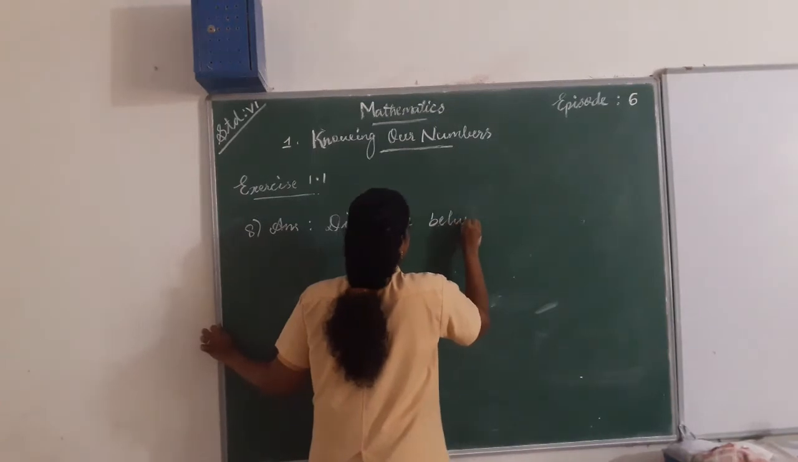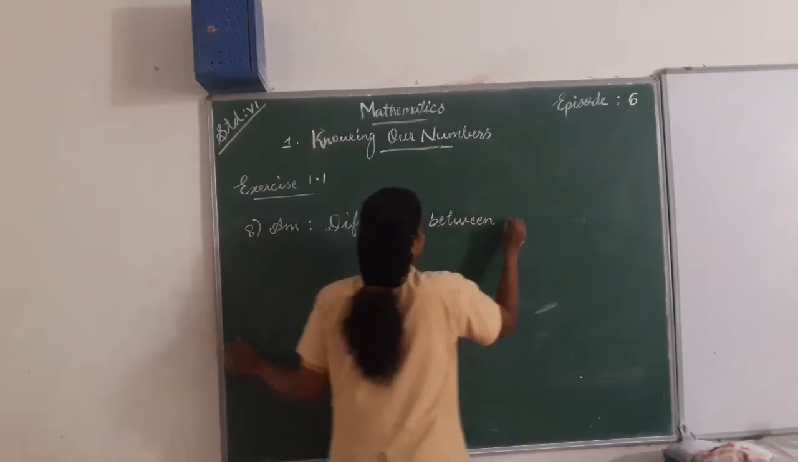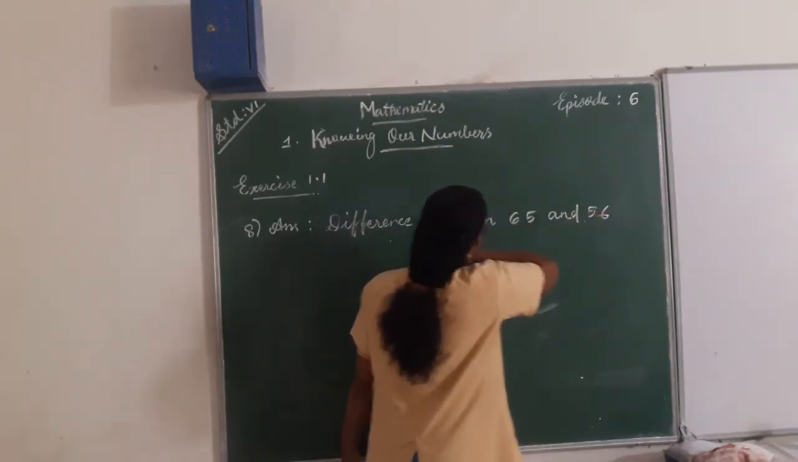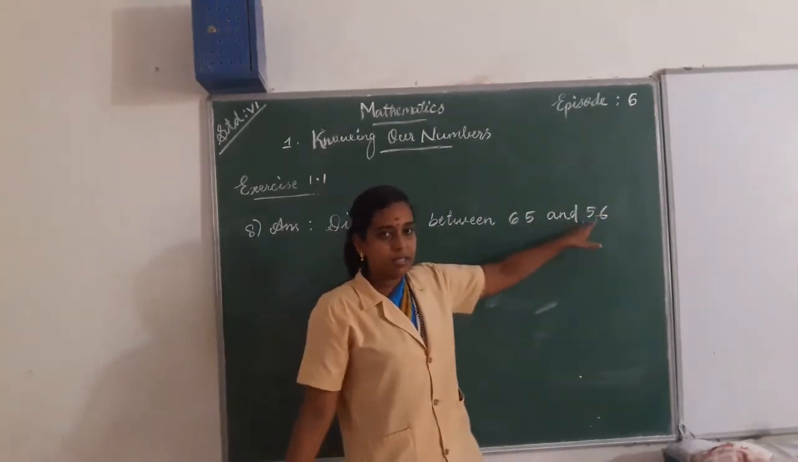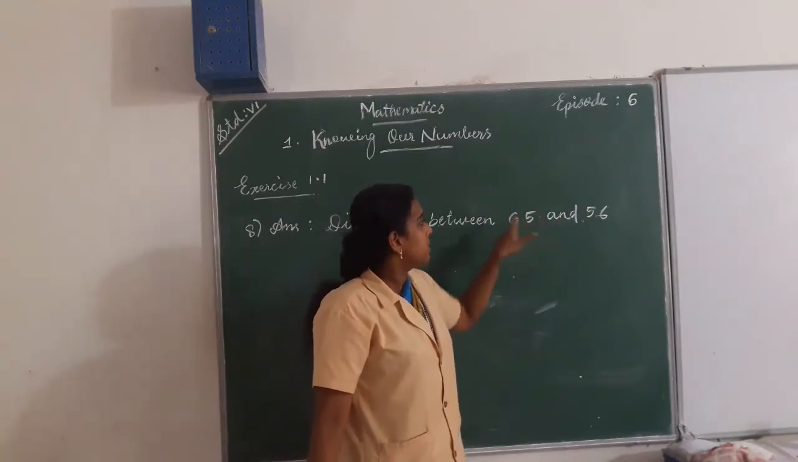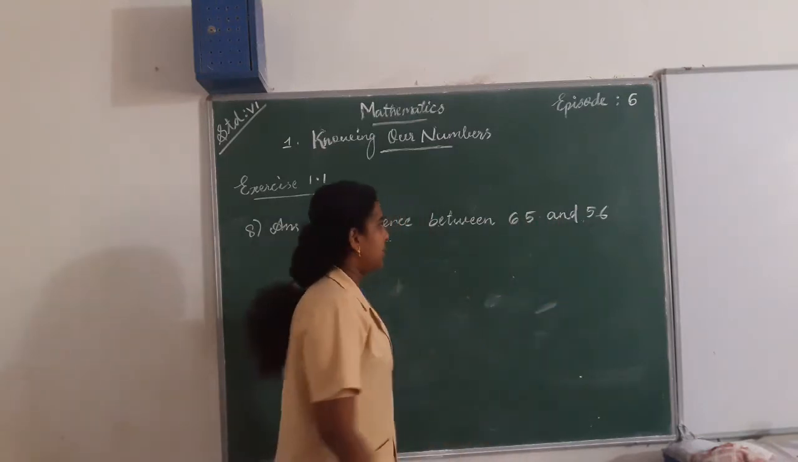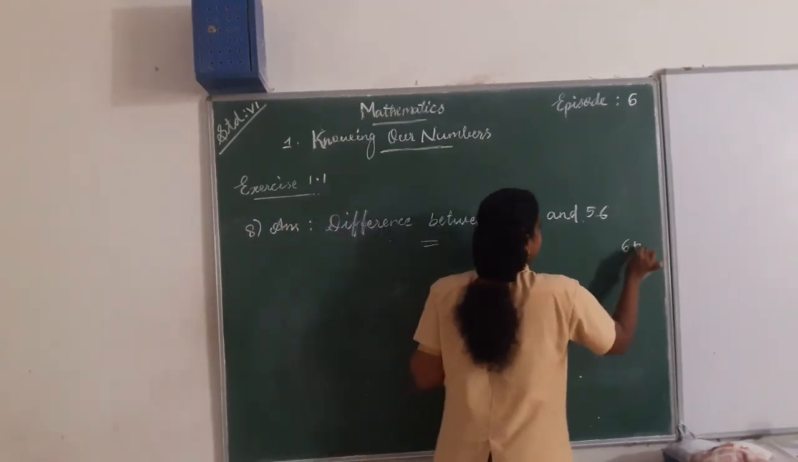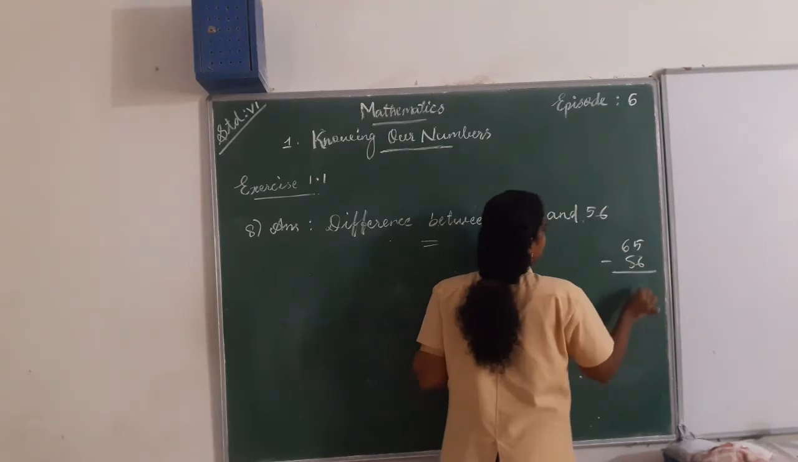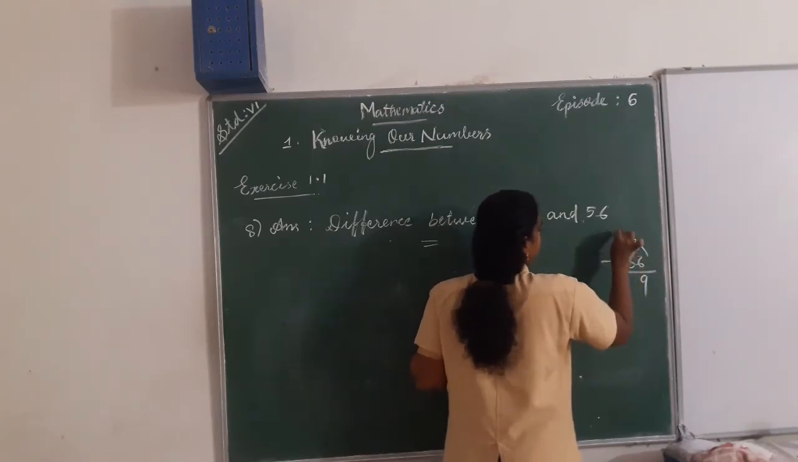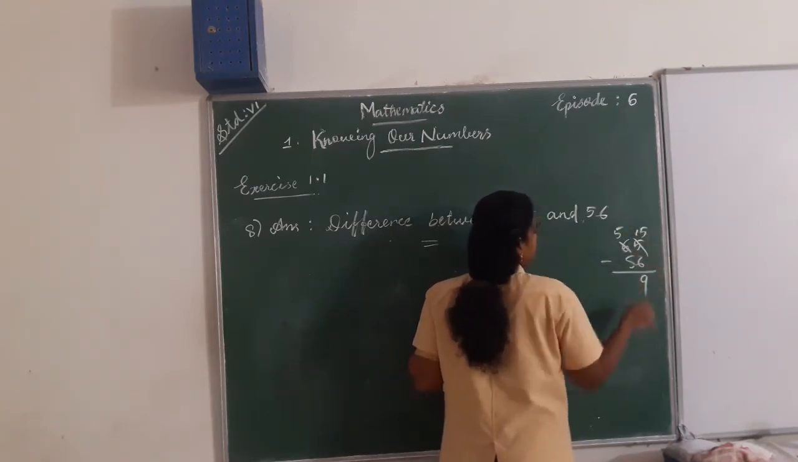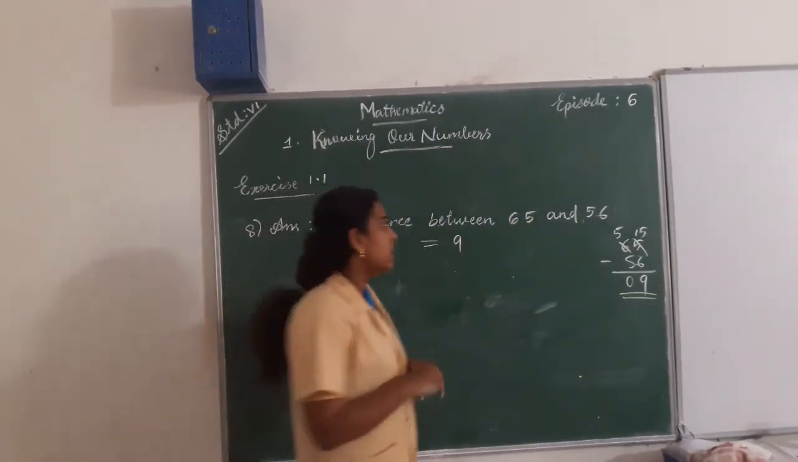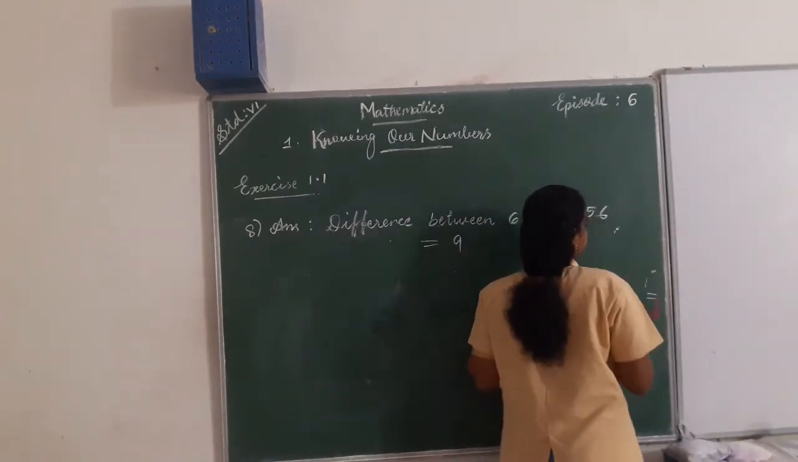Between 65 and 56. We find the difference between 65 and 56 because he used 65 instead of 56. And the difference between 65 and 56 is 65 minus 56. We get 9. Here 5, 15. 9 minus 6, 15. Here 0. So the difference between 65 and 56 is 9.